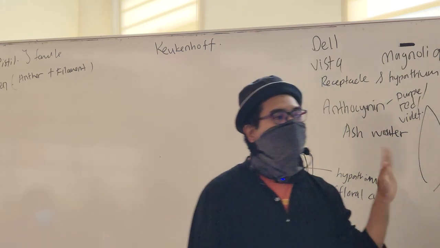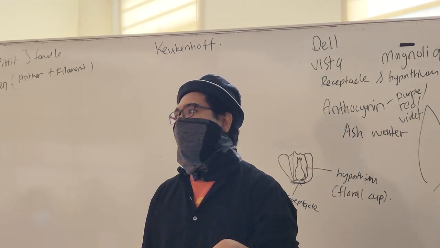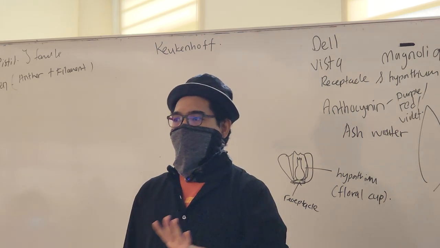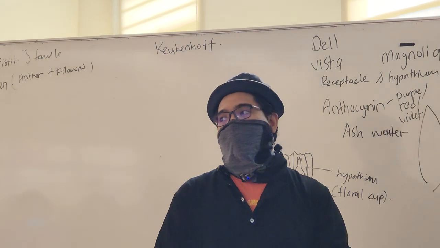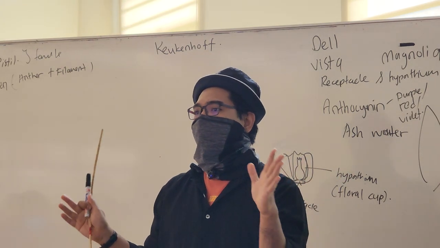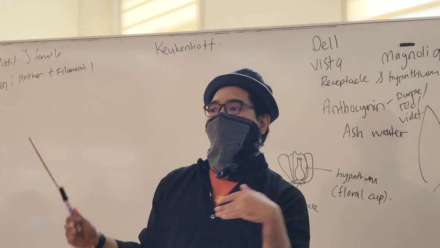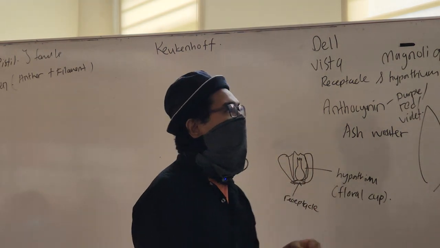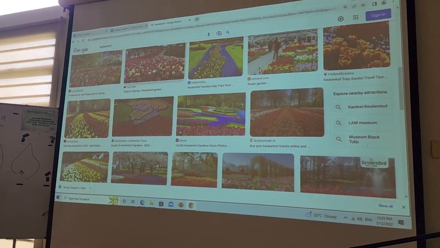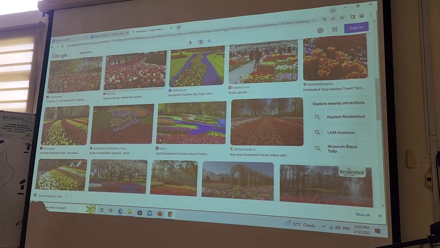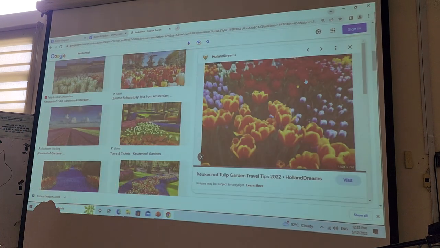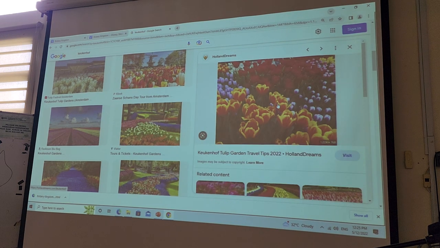The season starts from the end of March until about early May. But it's not that everything blooms at once, because there are many types of tulip varieties. Some are early blooming, some are late blooming. Look at that flower. That's quite popular actually, but I forgot the name. Dila, if I remember, I'll let you know.